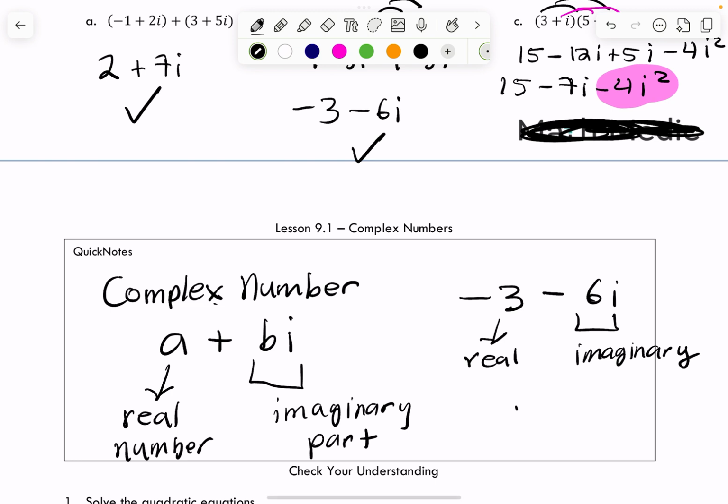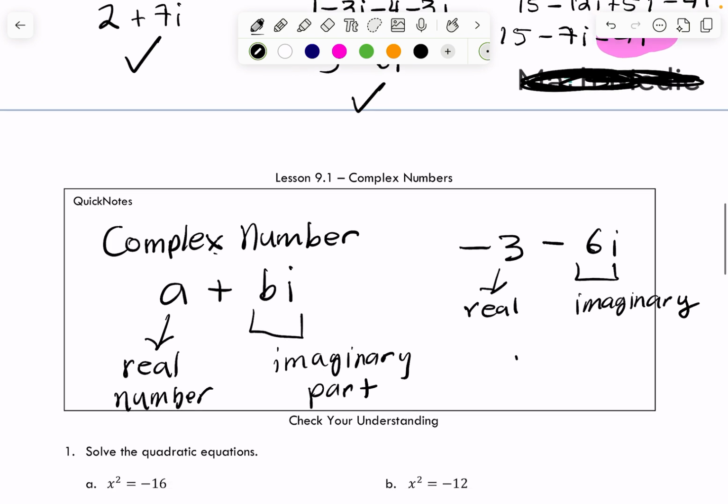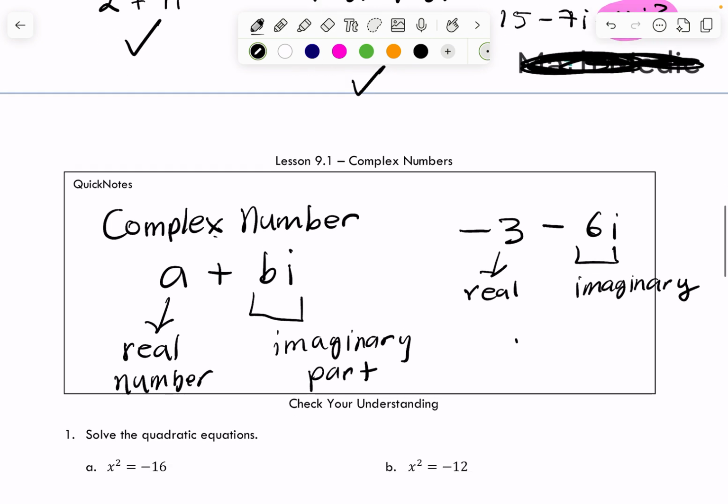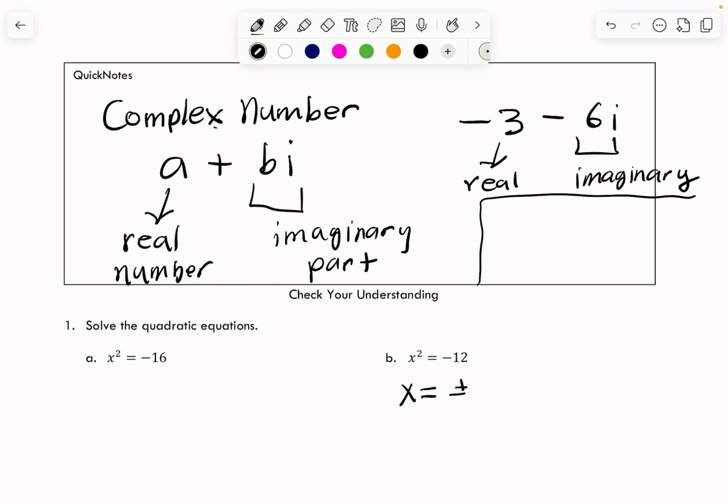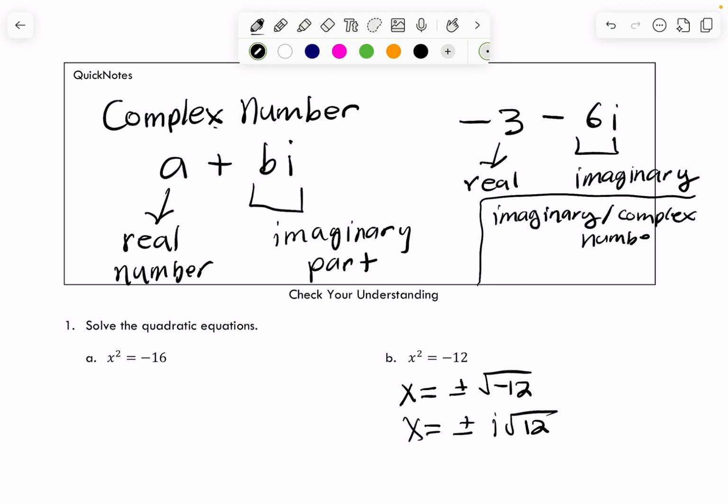All right. So one thing we also need to know about complex numbers, and it should make sense because when we dealt with square roots, so for instance, like x squared equals -12, x equals plus or minus square root of -12. So x equals plus or minus i root 12, which I can simplify. But the one thing that you need to know is all imaginary, or complex, numbers come in pairs.